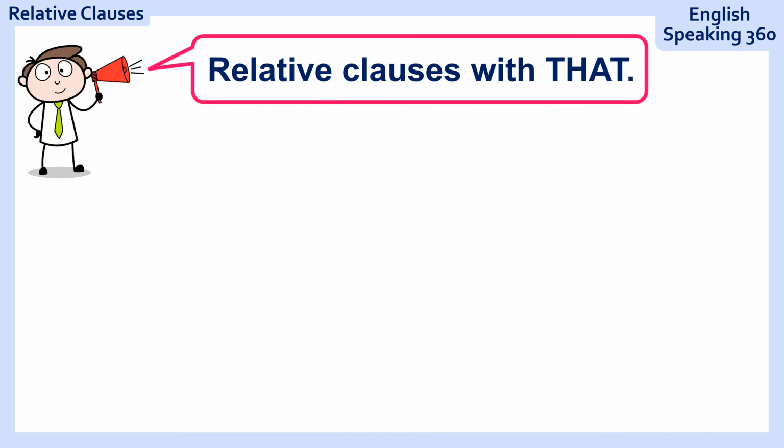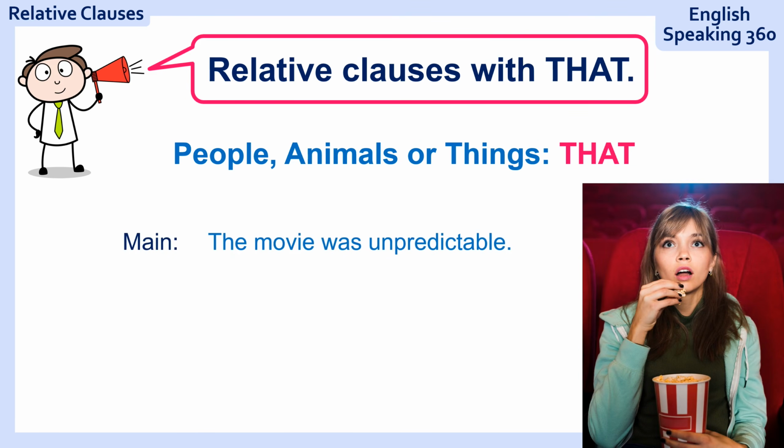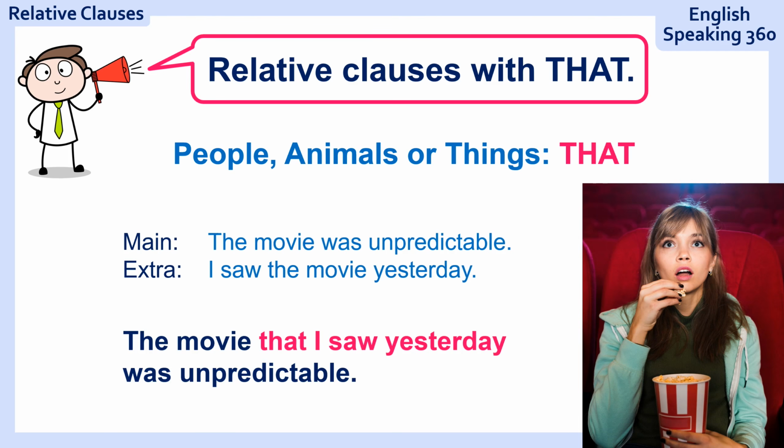Relative clauses with that. That is used for people, animals, and things, so it's super useful. Let's go with an example. The movie was unpredictable. I saw the movie yesterday. Put them together, this one is an easy one. The movie that I saw yesterday was unpredictable.